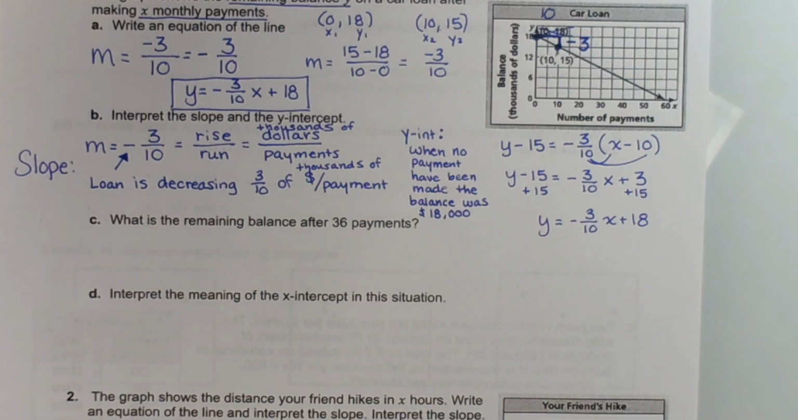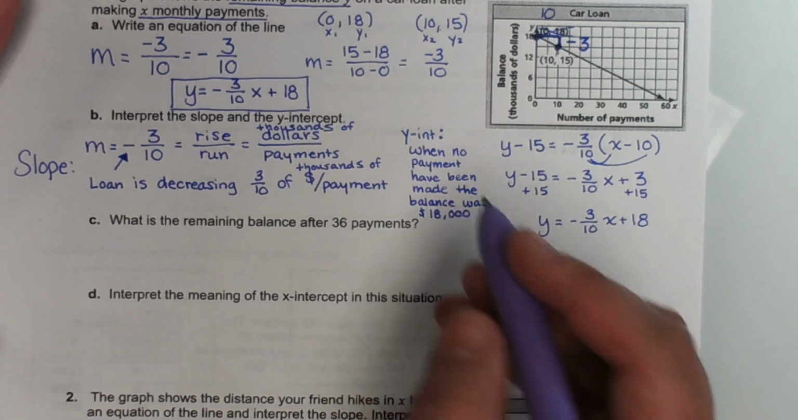Okay, what is the remaining balance after 36 payments? Yes, Matt? $7,200. Wait, the answer is $2,000? Is that what you're saying? Yeah. I haven't done the math yet. It might be. How'd you get it? Slope intercept, plugged in 36 for the x and then did the math from there.